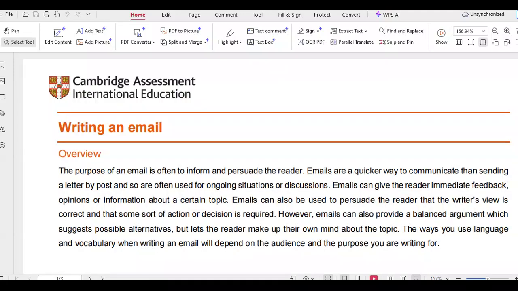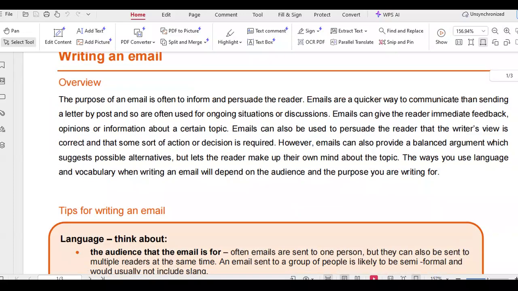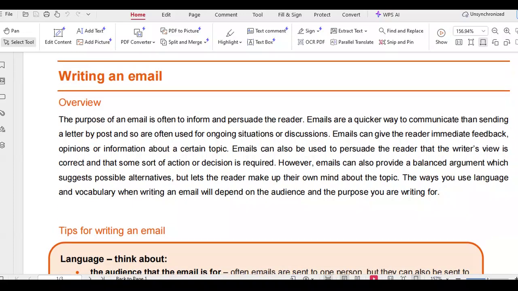So let's discuss what an email is. An email is basically a modern form, or you may say the electronic form, of a letter. The typical structure for writing emails and letters is quite the same. The only thing that differentiates the two genres is the specific mention of the sender's and receiver's address. So let's talk about the overview. The purpose of writing an email is either to inform, to persuade, or to entertain the reader.